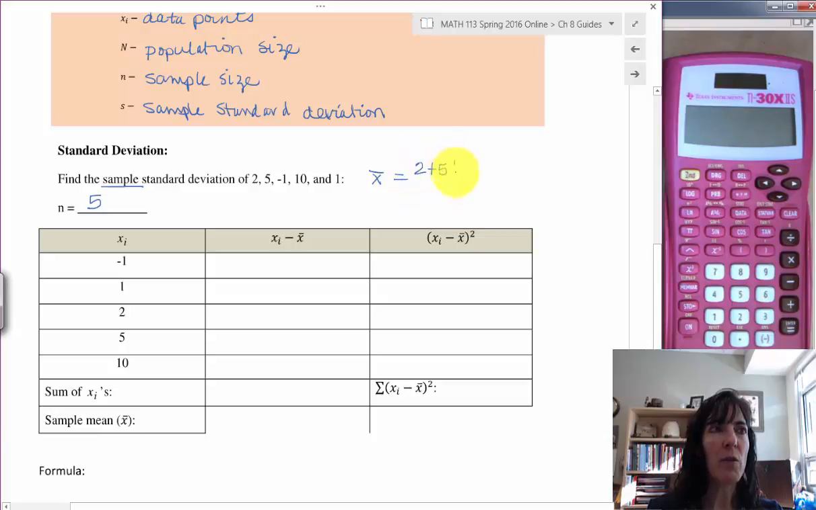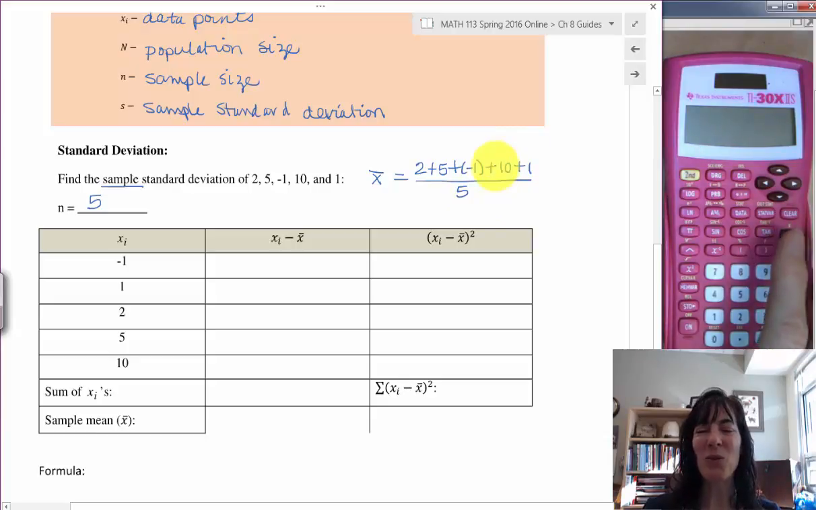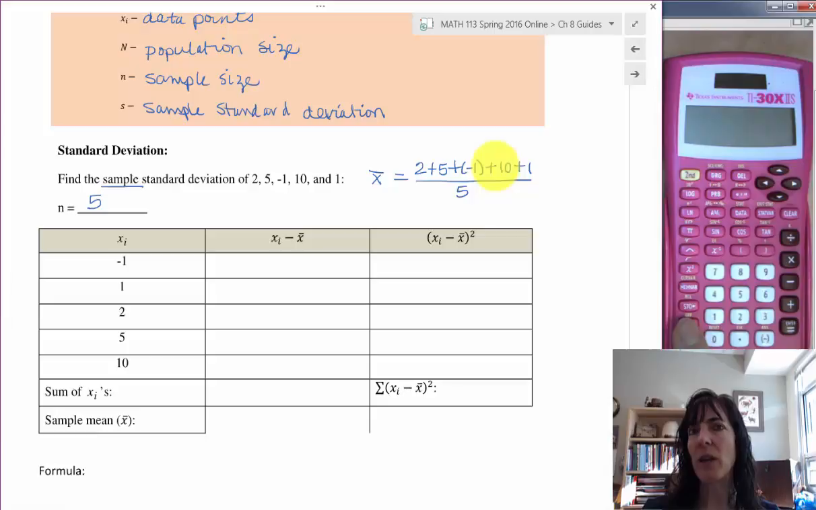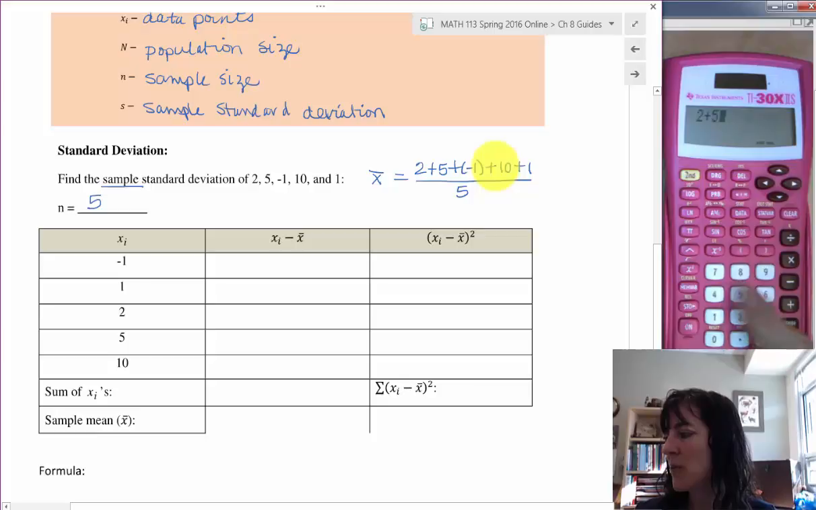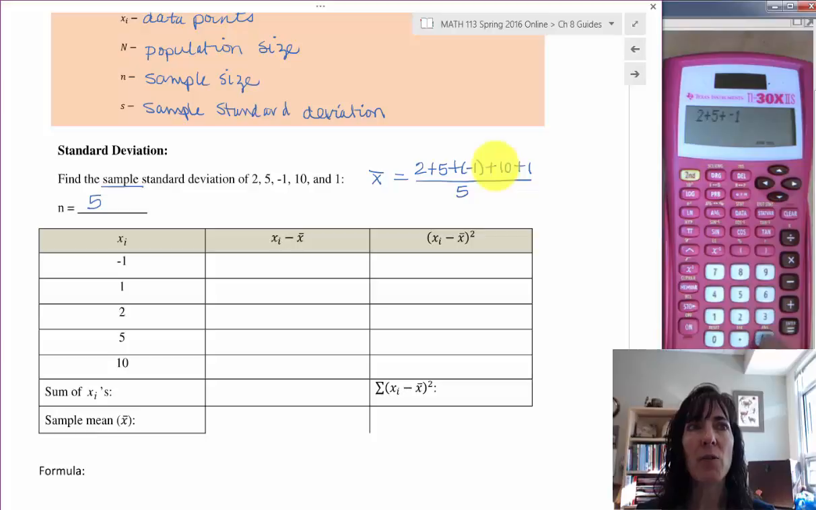I don't know what the mean is, so to find the mean, I'm finding x bar, of course. I'll have to add each of those. 2 plus 5 plus -1 plus 10 plus 1 divided by my n, which is 5. 1, 2, 3, 4, 5, yeah. My negative 1 and 1 are going to cancel. I think it's going to be 17 divided by 5, so it's going to be a little over 3. But let's try it out and see what we get with the calculator. So here I have 2 plus 5 plus negative 1. You can use this button to give you negative, plus 10 plus 1 equals 17, and then divide that by 5.